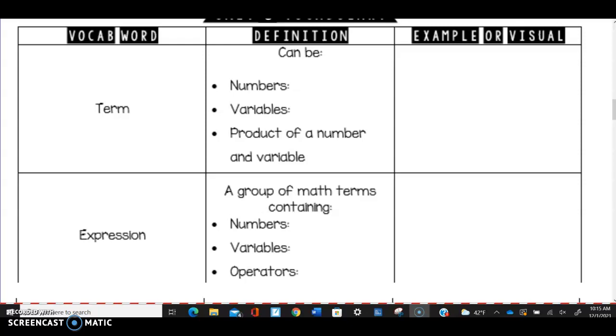In this video, we're going to talk about some of the vocabulary needed for solving equations. So our first vocab word is term. Terms can be numbers, variables, again, letters that stand for numbers, or the product of a number and a variable. If a number and a variable are touching, it's indicating multiplication. So negative 1.5t would mean negative 1.5 times whatever t stands for.